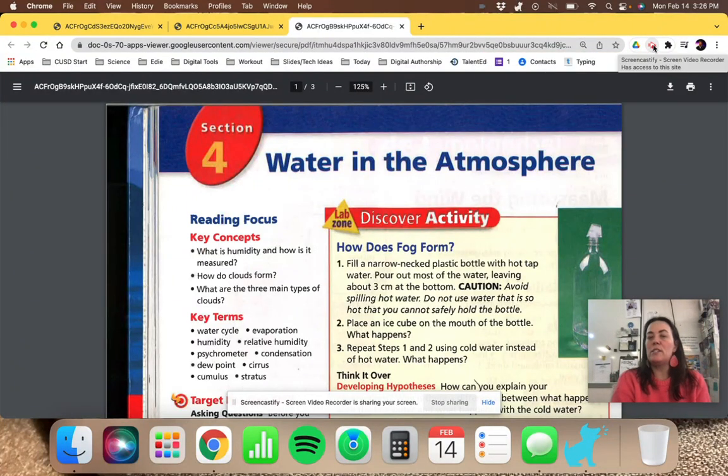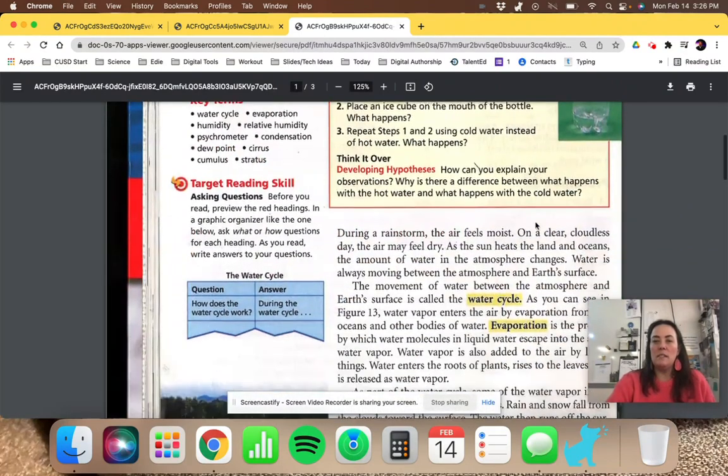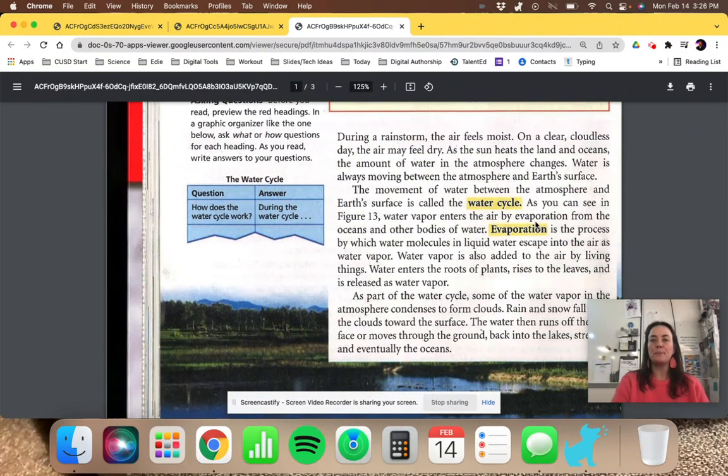Okay, we are going to be reading about water in the atmosphere. We're going to break this section, which is in the textbook, pages 54 to 60, down into two parts. We're going to do pages 54 to 56, which is water in the atmosphere, and then 57 to 60 really covers predominantly clouds. So we are first going to read about water in the atmosphere. We're going to skip this discovery activity and jump down here.